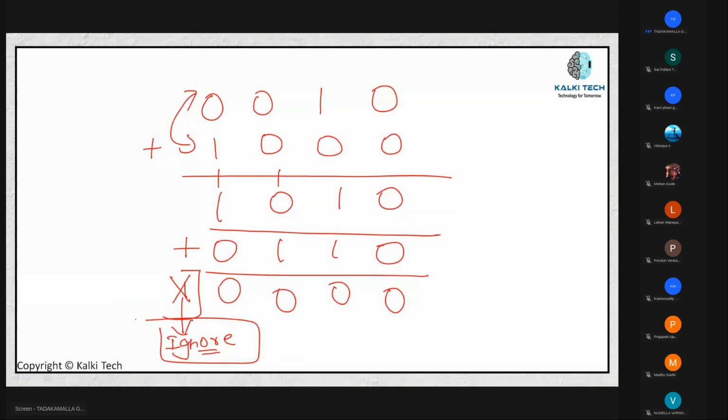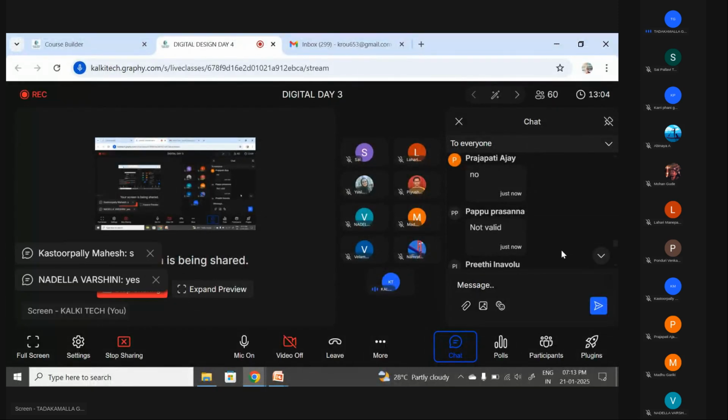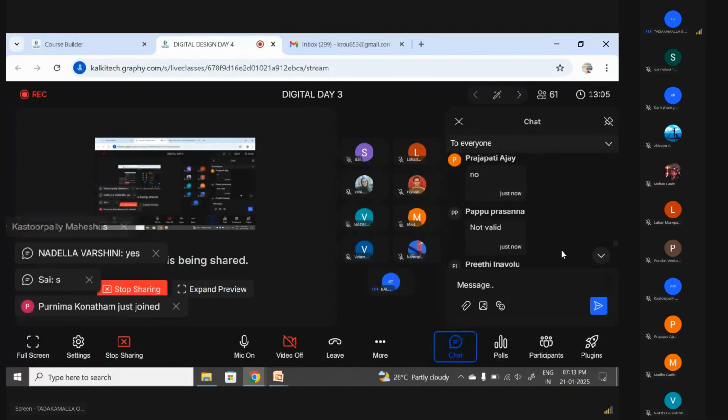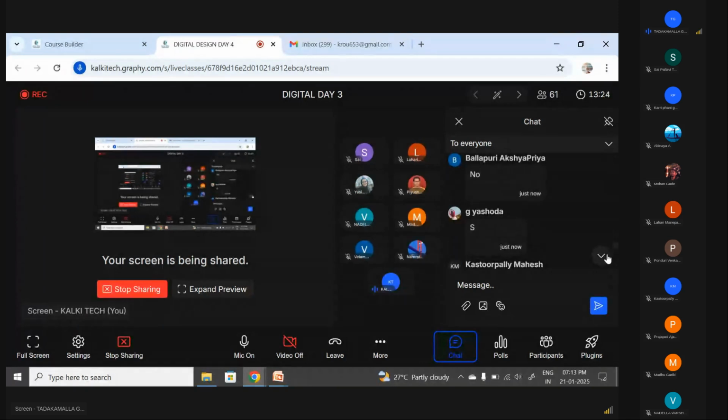Is it clear for everyone? Is this BCD addition clear for everyone? So we use these BCD codes in our digital watches or 7 segment displays, right? In those cases, we use this BCD representation, binary coded decimal representation.